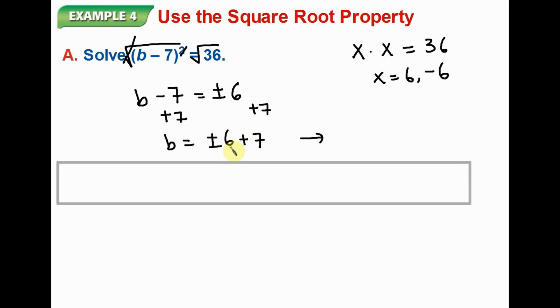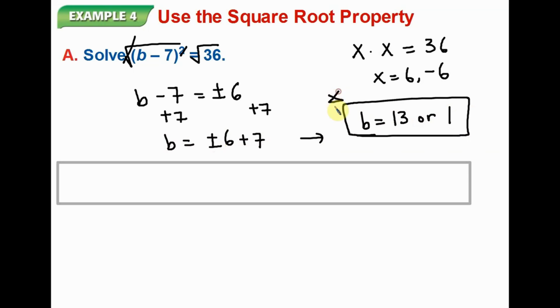When you have positive 6 plus 7, I will get b is equal to 13. Or if you had negative 6 plus 7, I will get positive 1. So that's how I know these will be your answers. And let's just double check by plugging in.